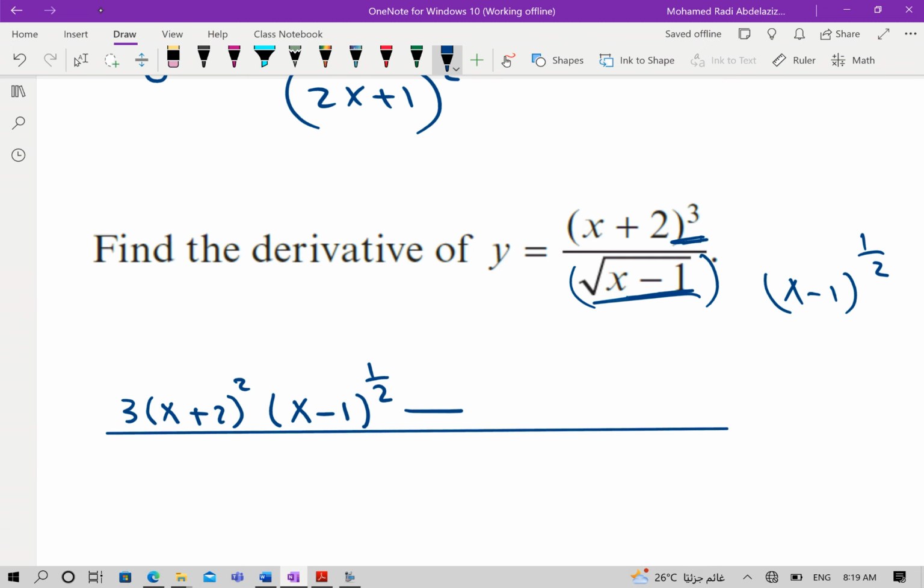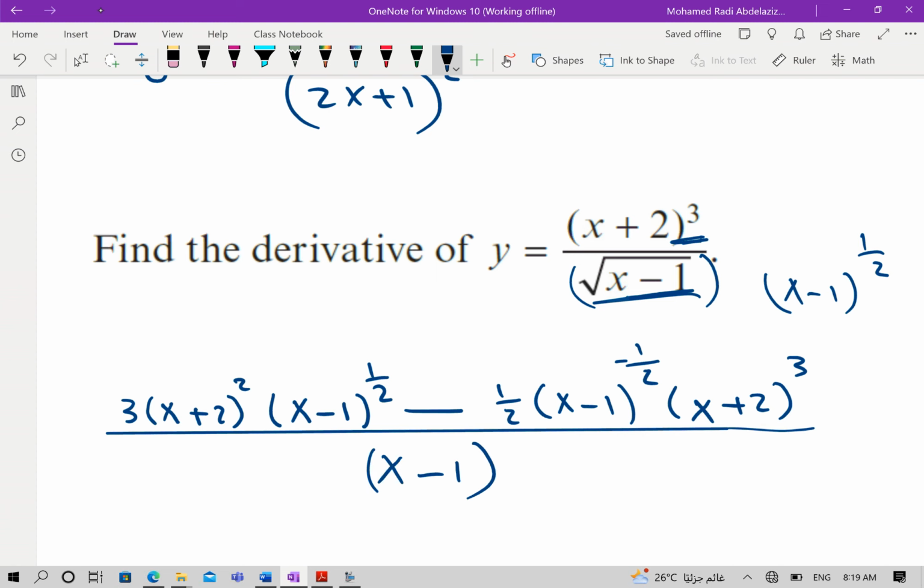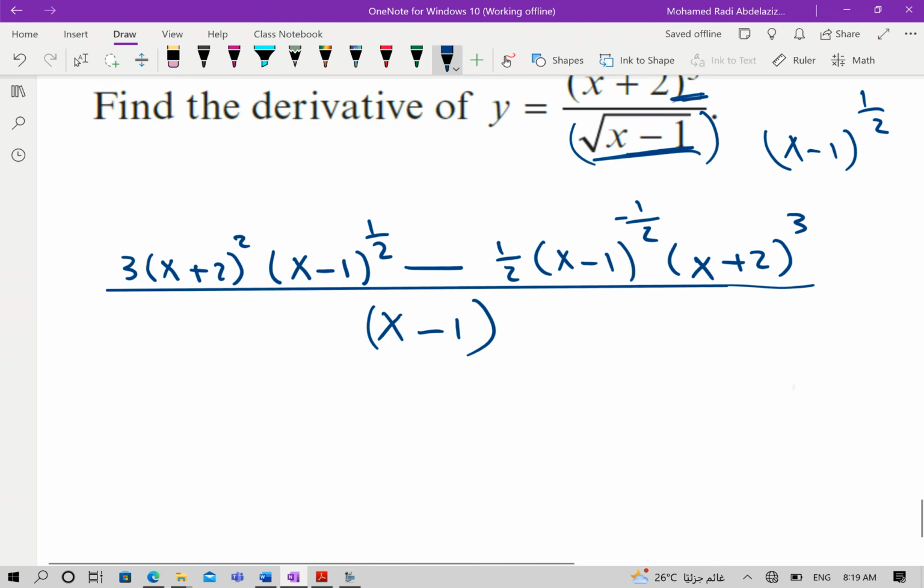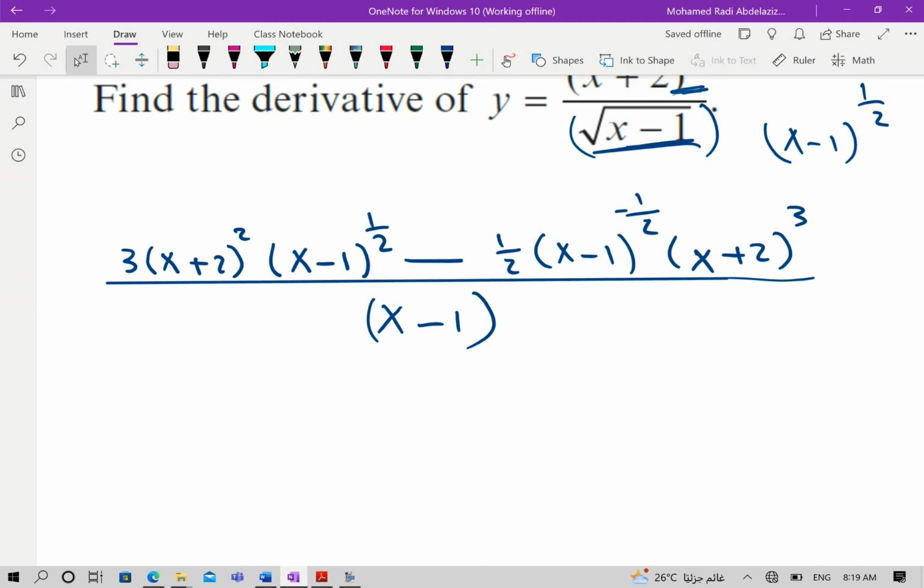drop the power, then minus 1, then multiply by the derivative of x - 1, which is equal to 1, then (x + 2) all to the power of 3, divided by (x - 1) all to the power of 2, cancel the square root, so it will be x - 1. You can simplify by using the common factor.